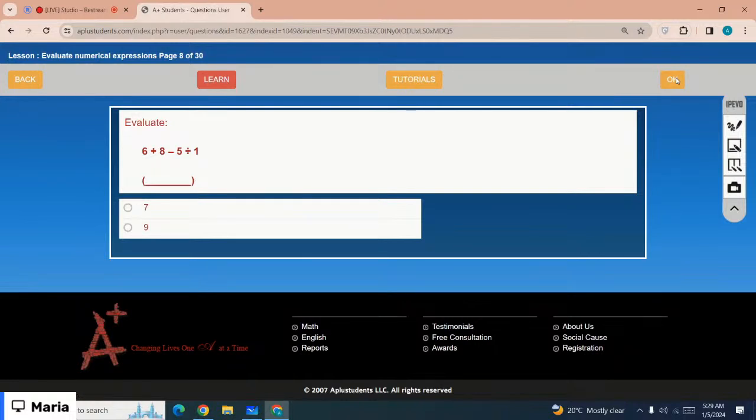The next one is evaluate 6 plus 8 minus 5 divided by 1. Which is the correct option? The first thing you have to do is divide 5 divided by 1, right? 5 divided by 1 equals 5. So 6 plus 8 is 14 and 14 minus 5 is, yes, 9. The correct option is 9, right?